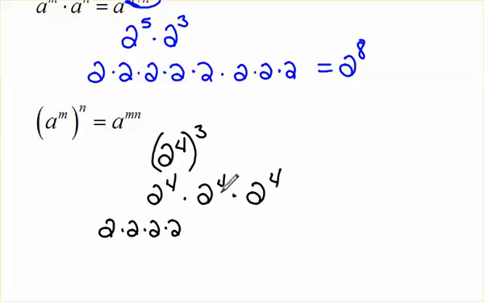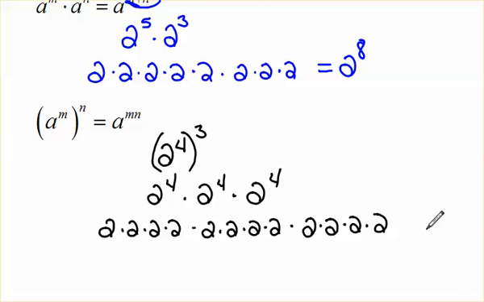And this 2 to the 4th would be the same thing. 2 times 2 times 2 times 2. And this 2 to the 4th would be the same thing. 2 times 2 times 2 times 2. And we are multiplying those together.